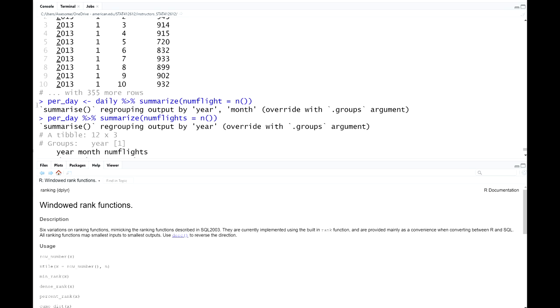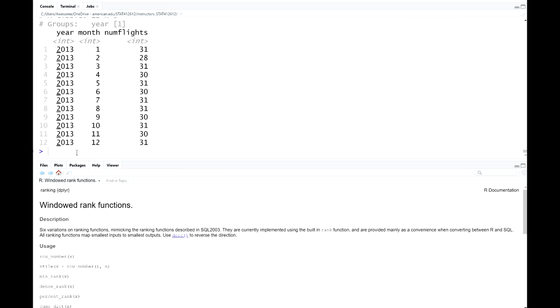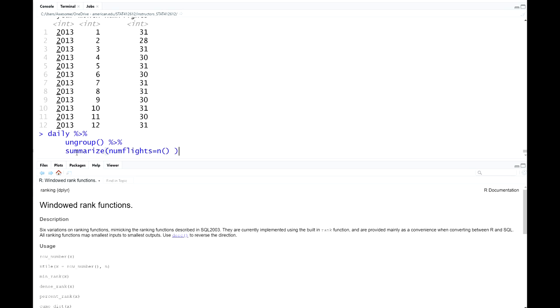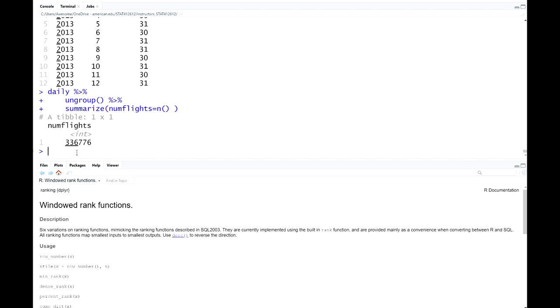If I wanted, say, the number of flights for the whole year, I would instead want to ungroup. So I will take daily and ungroup it and then summarize the number of flights, and that gives me the number of flights for the year. So you have to ungroup to remove the grouping.